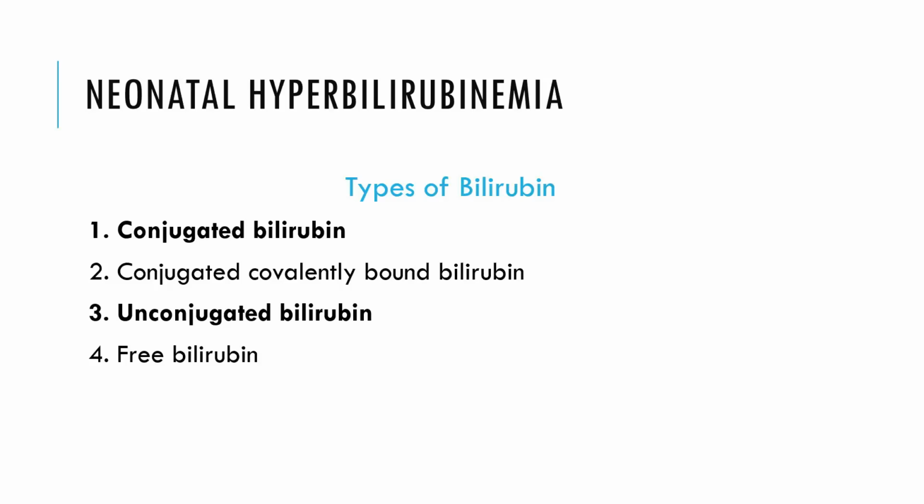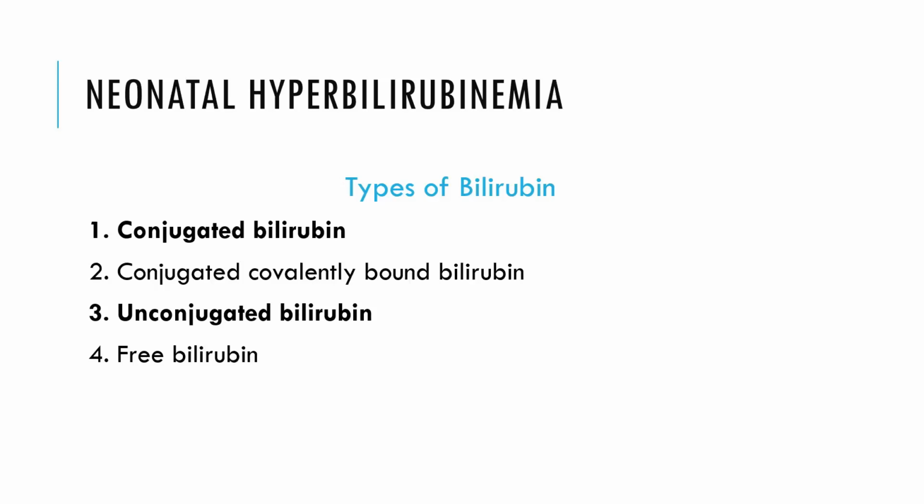There's unconjugated bilirubin, which is lipid soluble, cannot be excreted from the body, and is reversibly bound to albumin. And then there's free bilirubin, which, if you think back to that diagram pathway that I had, is the bilirubin that is unconjugated and unbound.